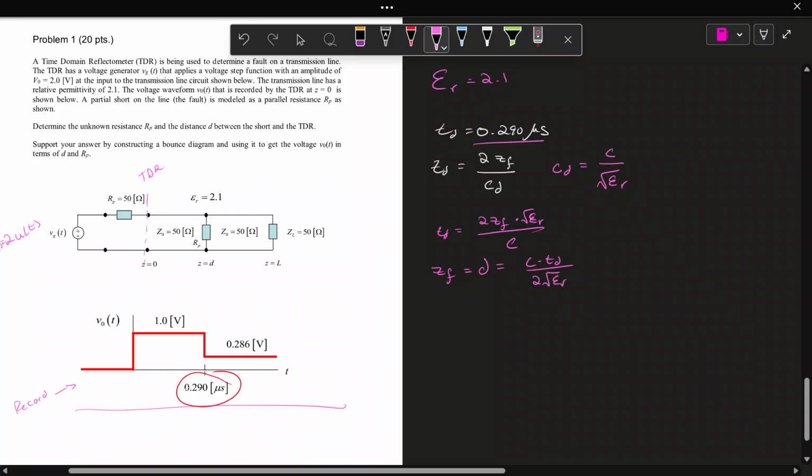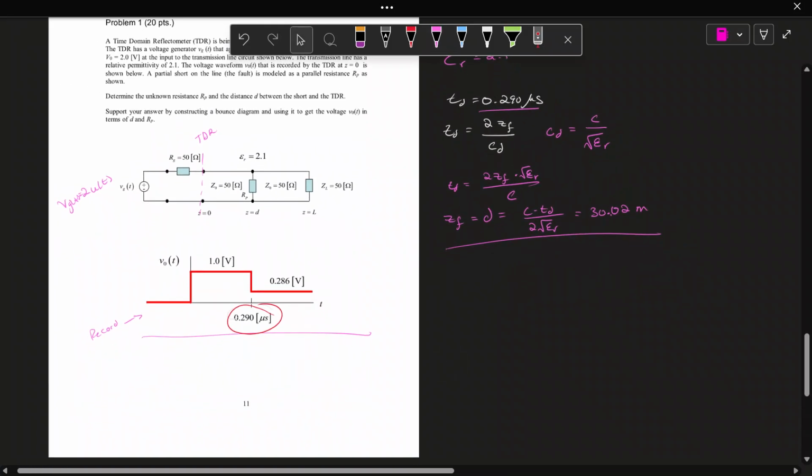So now if we plug in our numbers, we get 3 times 10 to the 8th times the time delay, 0.290 times 10 to the negative 6th, divided by 2 times the square root of 2.1. And what we get is the distance from the short to the TDR is about 30.02 meters. 30.02 meters, not 30.2. Okay, so that's our distance, that's our D, and that would be one of the parts.